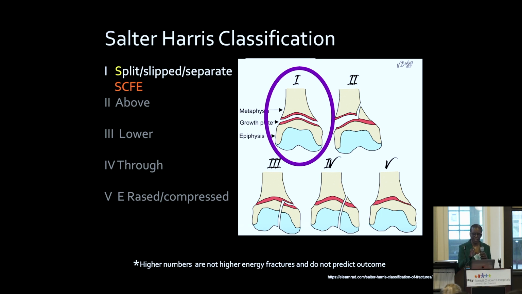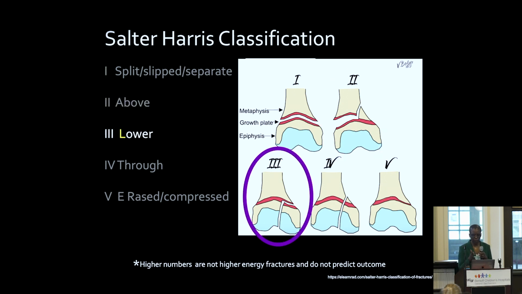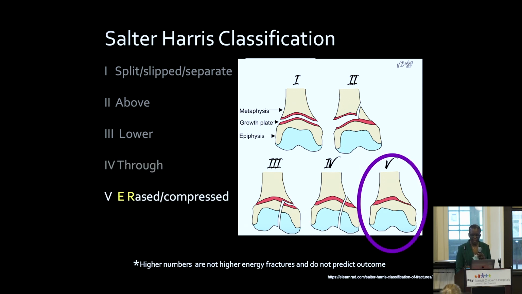So if we have the metaphysis on top, as in this diagram, the physis, and then the epiphysis below, if you orient it that way, then above, the fracture line is going through the metaphysis into the growth plate, okay? Lower, it's going through the epiphysis into the growth plate. Then it's going through the metaphysis, through the growth plate, and through the epiphysis, and then it's an intra-articular fracture as well. And then this is erasure. It's a compression fracture. This is not something we typically see acutely.